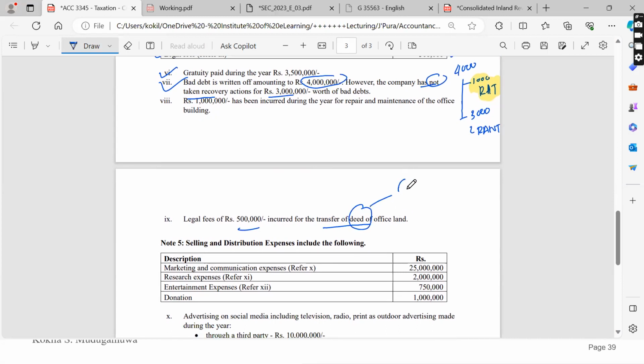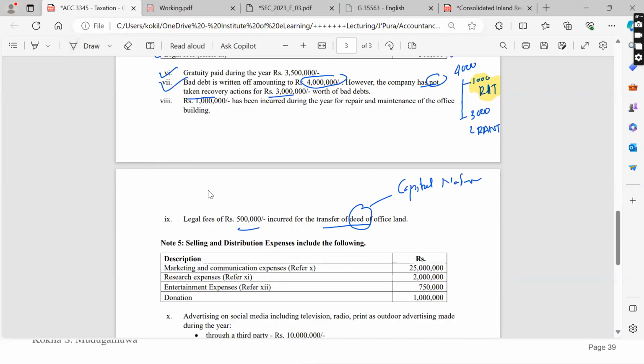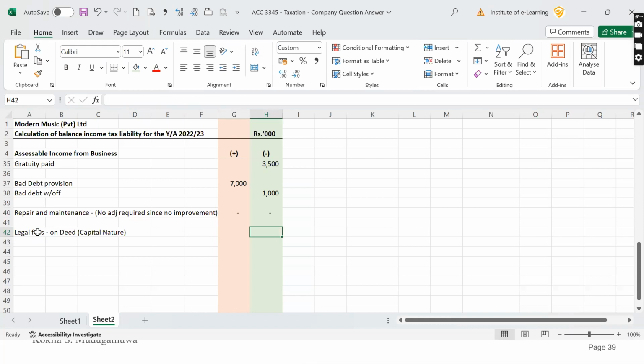Deed transfer, we consider as capital nature. Capital asset, then capital nature. So legal fees are not allowed, right? You can mention the legal fee as capital nature here because it is connected with the deed transfer. Deed is a capital asset. So we have to disallow 500, right?